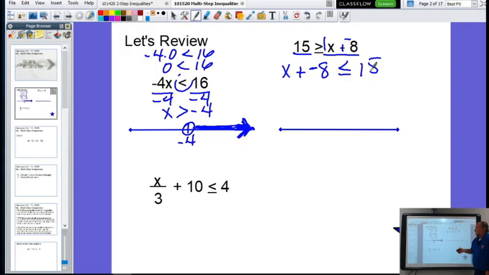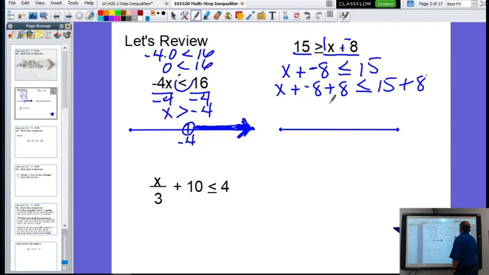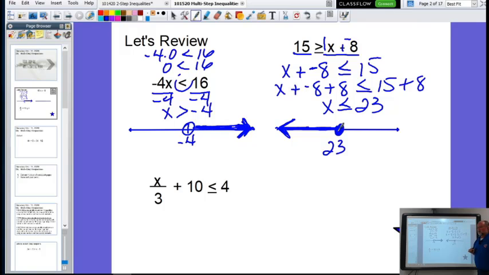And now we're ready to solve. So x plus -8 plus 8 is less than or equal to 15 plus 8. So x is less than or equal to, and then we take 15 and 8 together, and we add them, and we get 23. So we put one tick mark, put a 23. This one's going to be a closed circle, because it does have an equals to, and it says I need all x values that are less than or equal to 23. Well, less than is this side, and the equal to part is the reason why we closed in our circle.